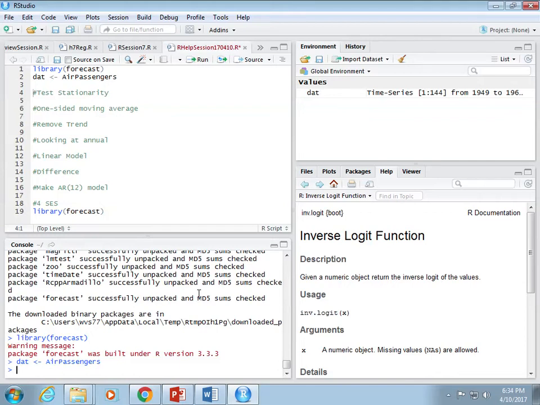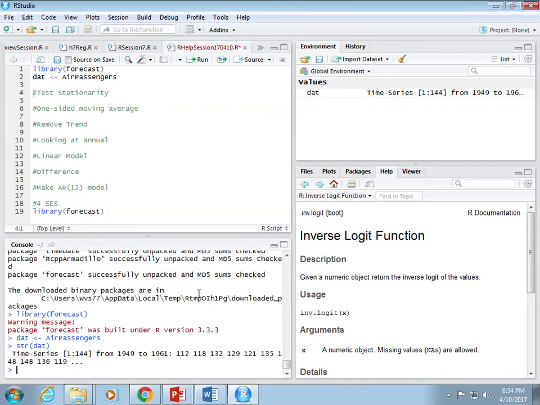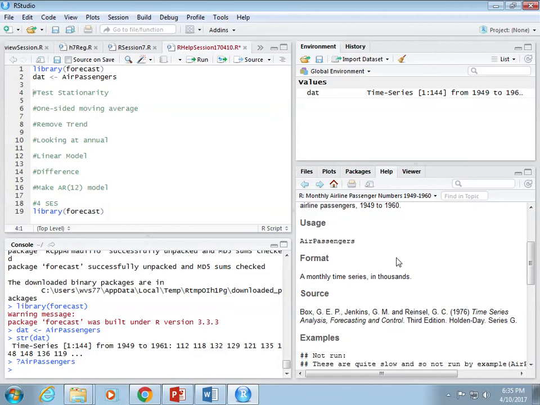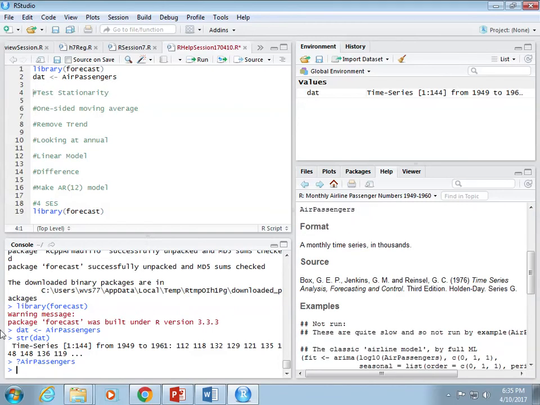So whenever you get a new data set, again, I always recommend to check out what it is. It might not be what you think it is. So I'm going to look at what DAT is. And it's a time series, as we see here, from 1949 to 1961. So these preloaded data sets in R, you can always figure out more about them by just doing the question mark and seeing air passengers. And we can kind of read about what we're actually working with. And so it's the monthly airline passenger numbers from 1949 to 1960. All right. And it's a time series already.